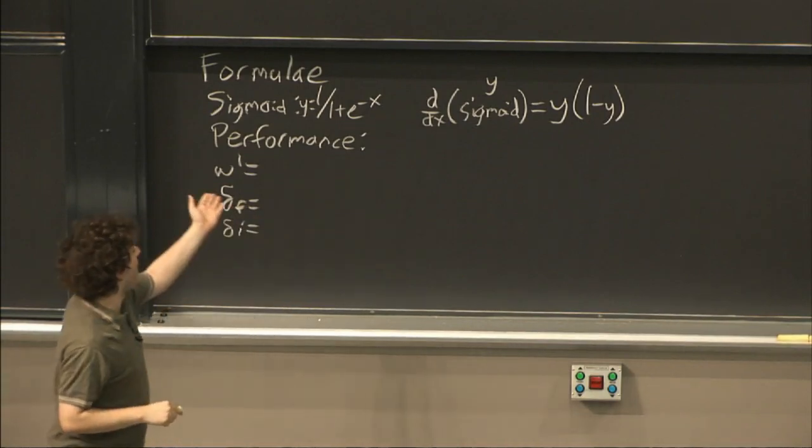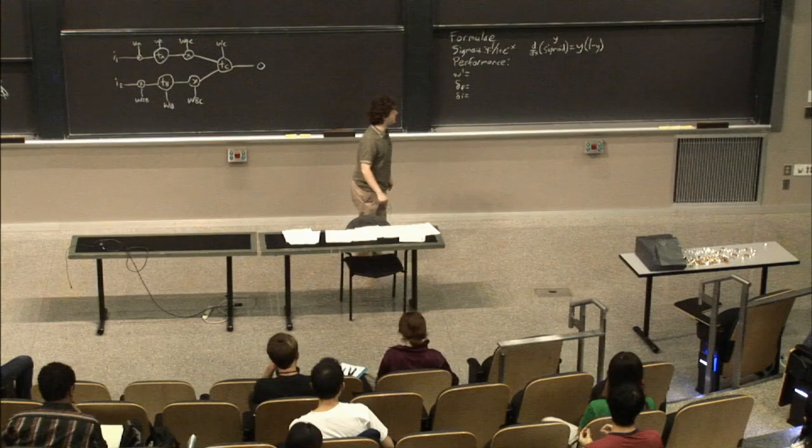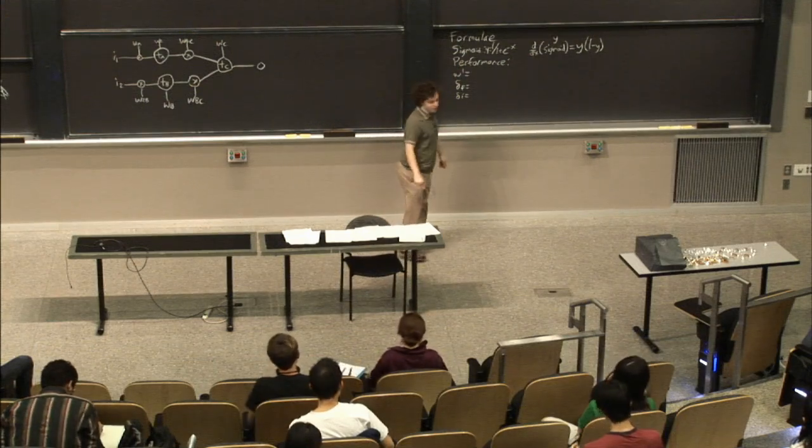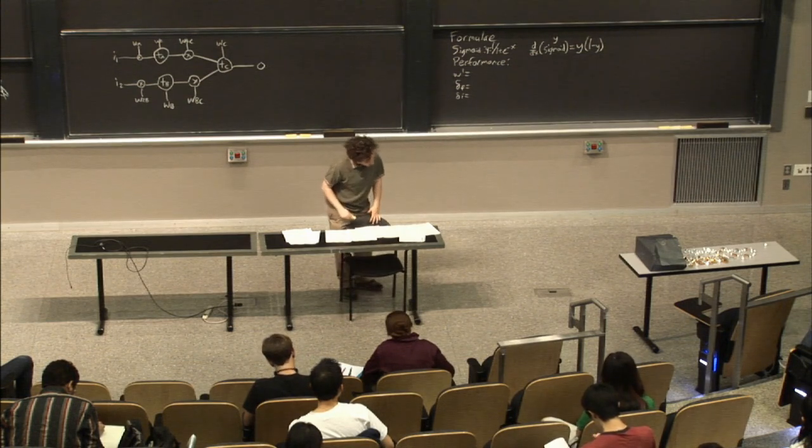You can also write out the whole nasty thing. It's 1 over 1 plus e to the negative x times 1 minus 1 over 1 plus e to the negative x. It's a nice property of sigmoid. It's going to be important for us in the very near future, and that future begins now.